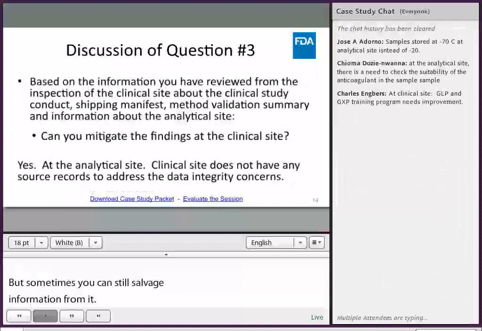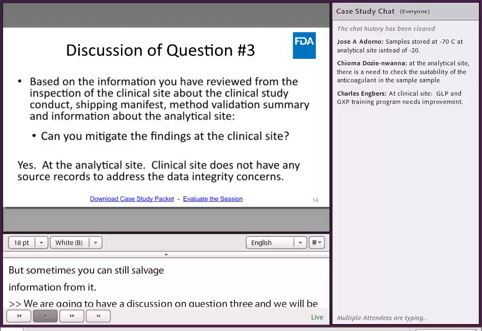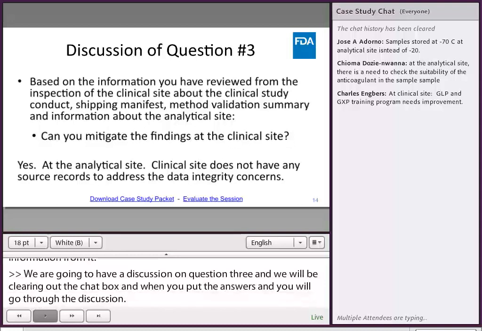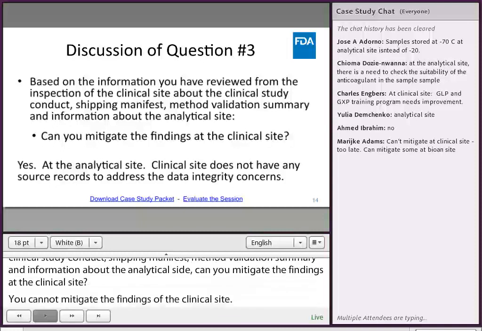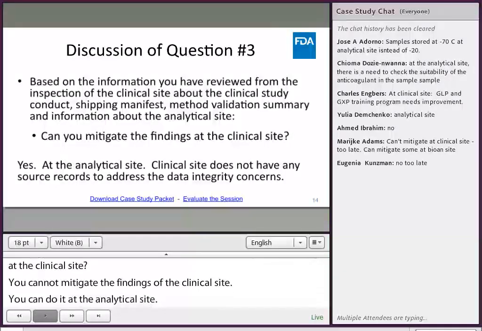So discussion on the first part of question 3. Based on the information you have reviewed from the inspection of the clinical site about the clinical study conduct, shipping manifest, method validation summary, and information about the analytical site, can you mitigate the findings at the clinical site? You cannot mitigate the findings at the clinical site. You can do it at the analytical site. The clinical site does not have any source records to address the data integrity concerns.